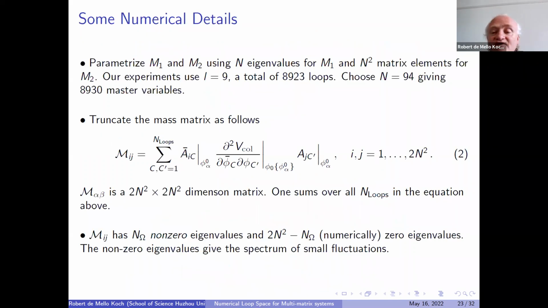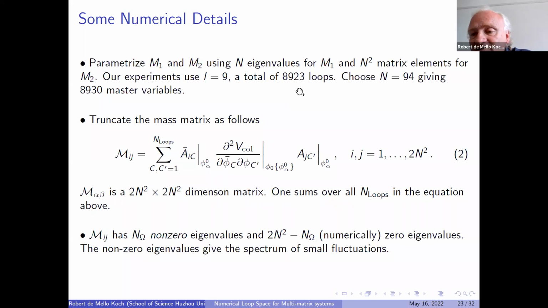So at this stage, we're ready to start putting the problem on a computer and seeing what results we get coming out. So for M1 and M2, we've got n eigenvalues for M1, n squared matrix elements for M2. Taking L equal to 9, we've got a total of 8,923 loops. So when you choose n, you must choose n large enough that n squared plus n is bigger than the number of loops. We choose n equal to 94, so we get 8,930 master variables. And you can see that the number of master variables is only just greater than the number of loops.